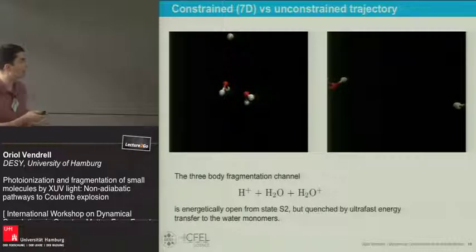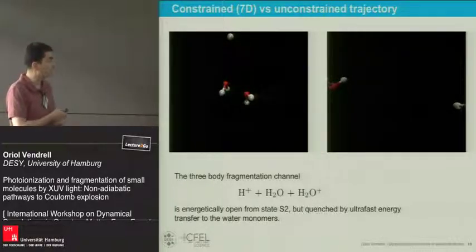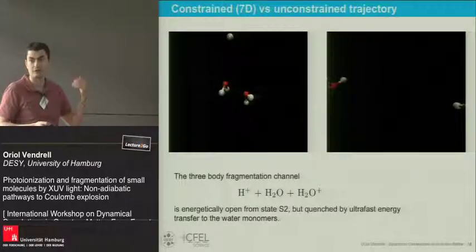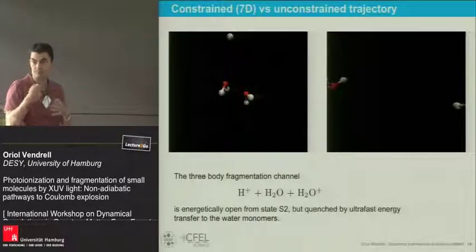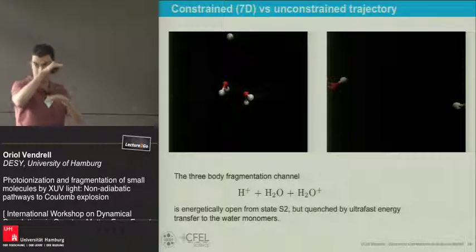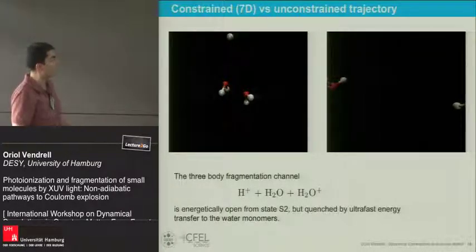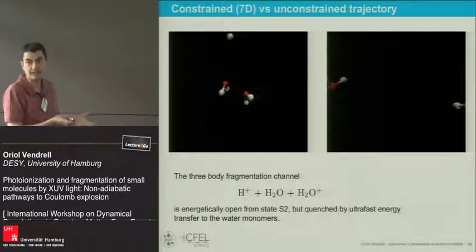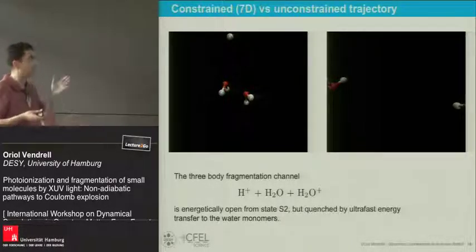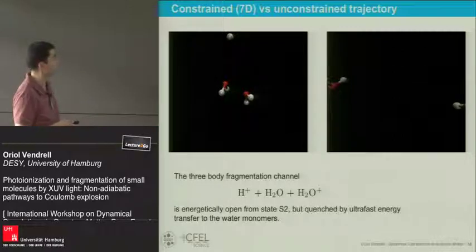So basically we come to the conclusion that we have this three-body fragmentation channel, which is energetically open. If you remember from the very beginning of the talk, this channel was open from the energy of the upper cationic state that we are considering, but there is no way to reach it kinetically. The energy flows too quickly into vibrations, and then this channel cannot be reached. So, okay.